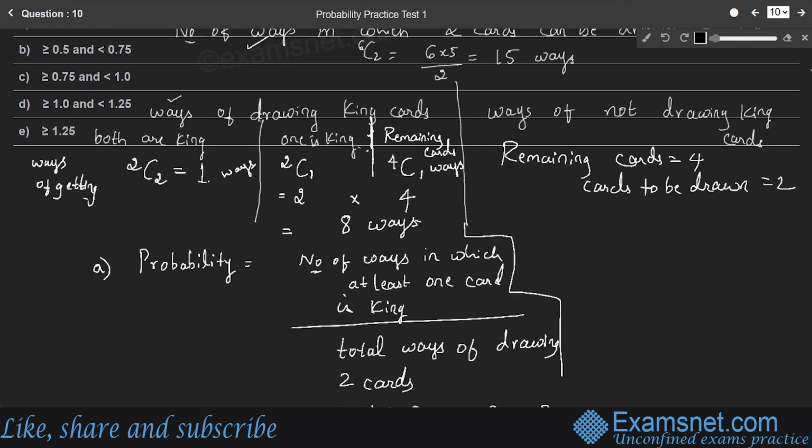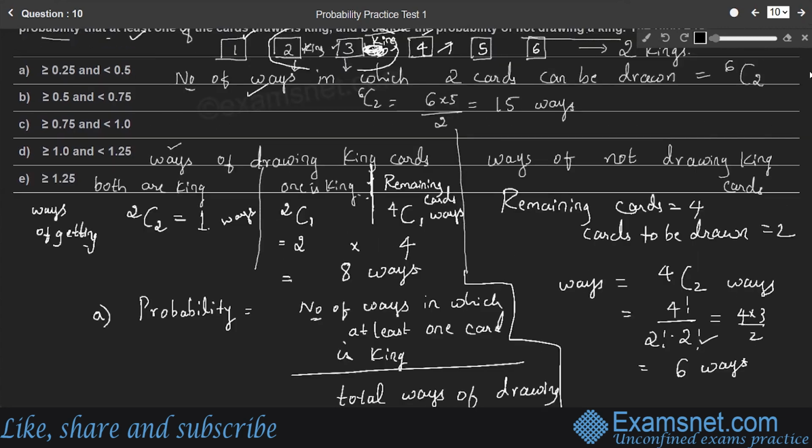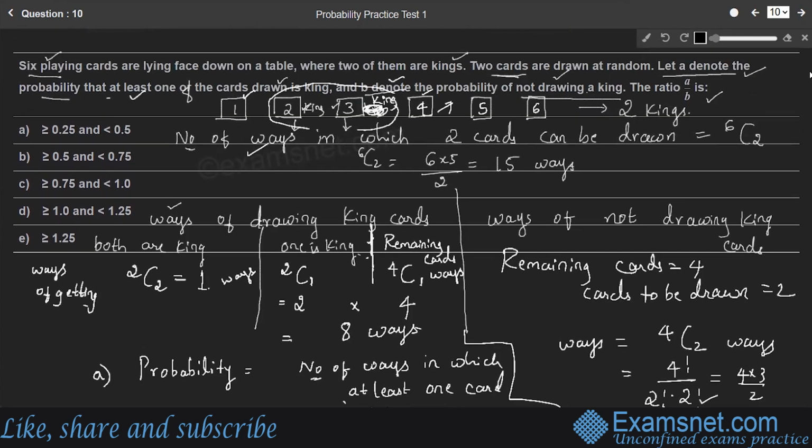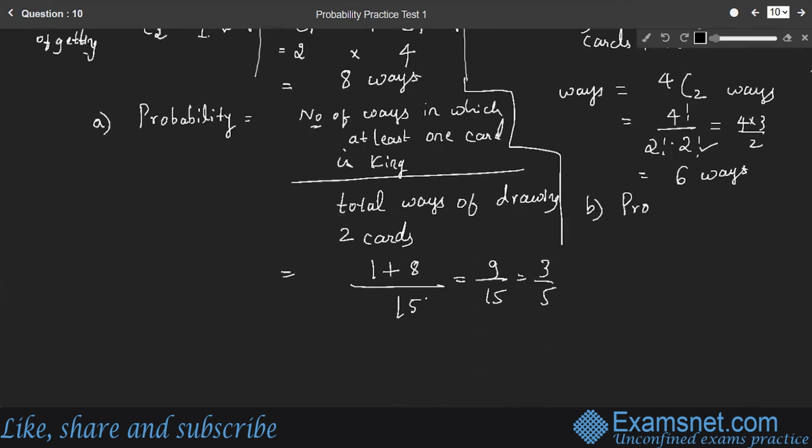Therefore, in how many ways can 2 cards be drawn out of 4? In 4C2 ways. 4C2 means factorial 4 by 2 factorial into 4 minus 2 factorial. So here 4 into 3 by 2, which is 6. In 6 ways, 2 cards can be drawn from the remaining cards, which are not king cards. Now B denotes the probability of not drawing a king. That means the number of ways in which the cards drawn are not king is 6, divided by the total number of ways, 15. Therefore, it is 2 by 5.